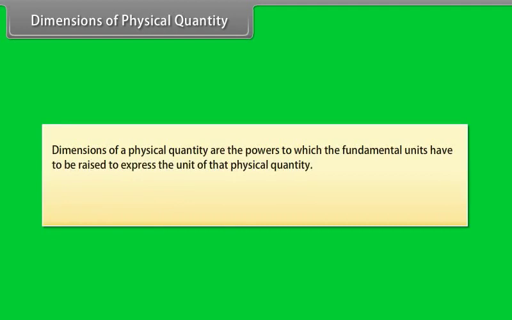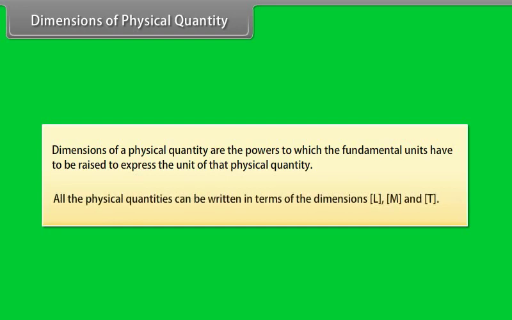Dimensions of physical quantity. Dimensions of a physical quantity are the powers to which the fundamental units have to be raised to express the unit of that physical quantity. All physical quantities can be written in terms of the dimensions L, M and T.